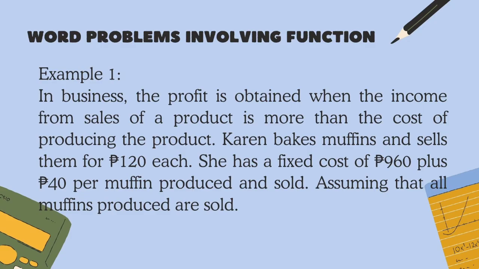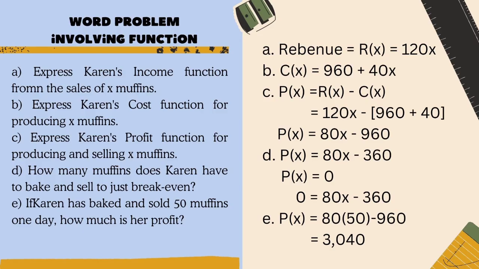For our example number 1, in business, the profit is obtained when the income from sales of a product is more than the cost of producing the product. Karen bakes muffins and sells them for 120 pesos each. She has a fixed cost of 960 pesos plus 40 pesos per muffin produced and sold, assuming that all muffins produced are sold. Letter A, express Karen's income function from the sales of x muffins.